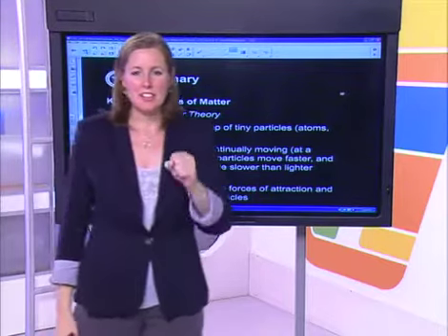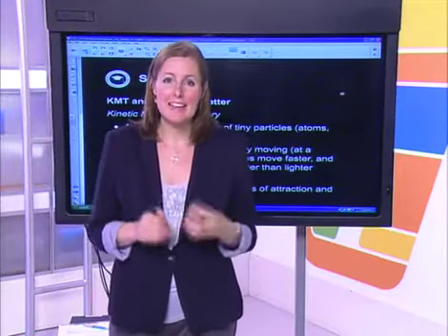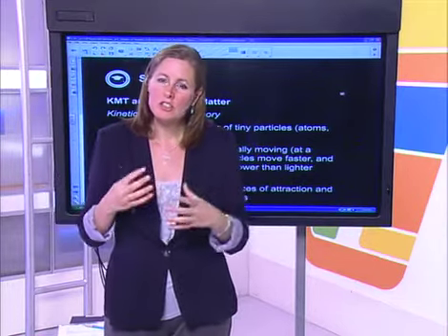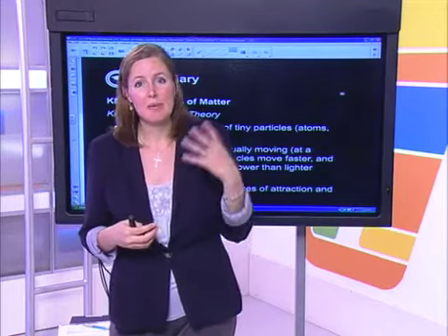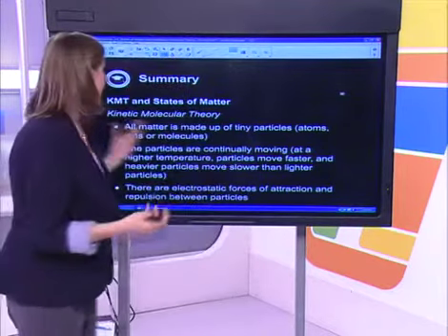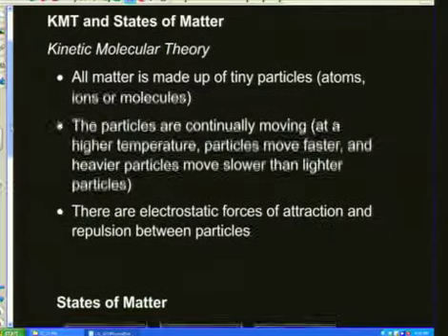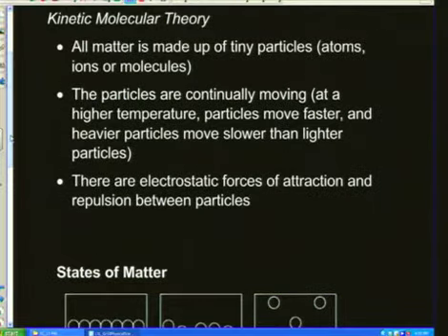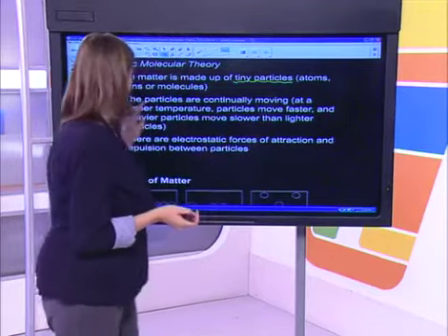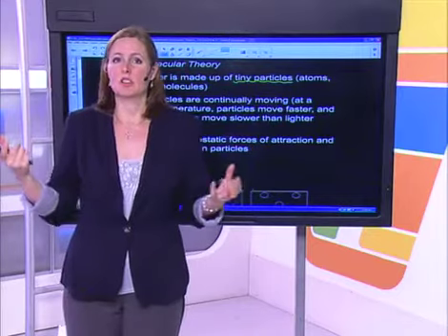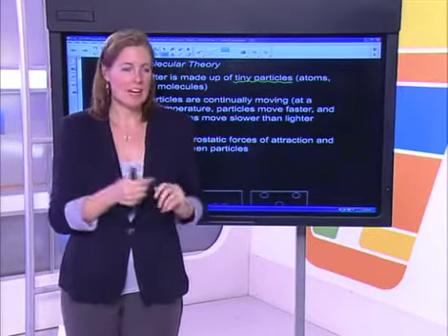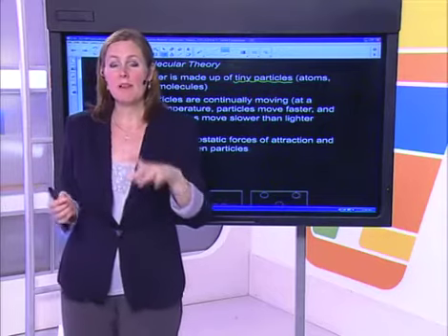Our summary. So, when we speak about the kinetic molecular theory, note it is a theory. It's a model that we want to use to explain what's happening in solids, liquids, and gases. The theory basically says that all matter is made up of tiny particles. Those tiny particles could be atoms, if it's an element, or they could be ions. For example, sodium chloride would be in its ionic form, or they could be molecules.